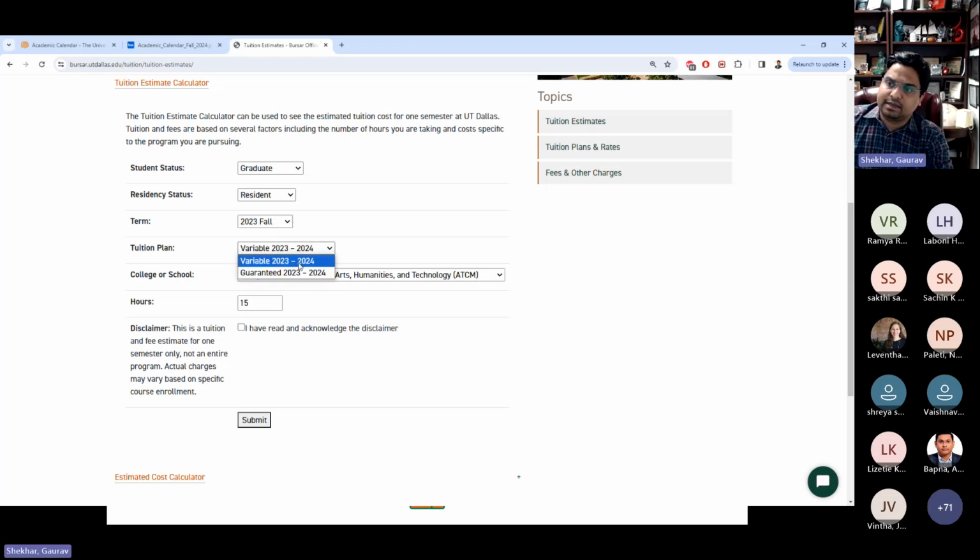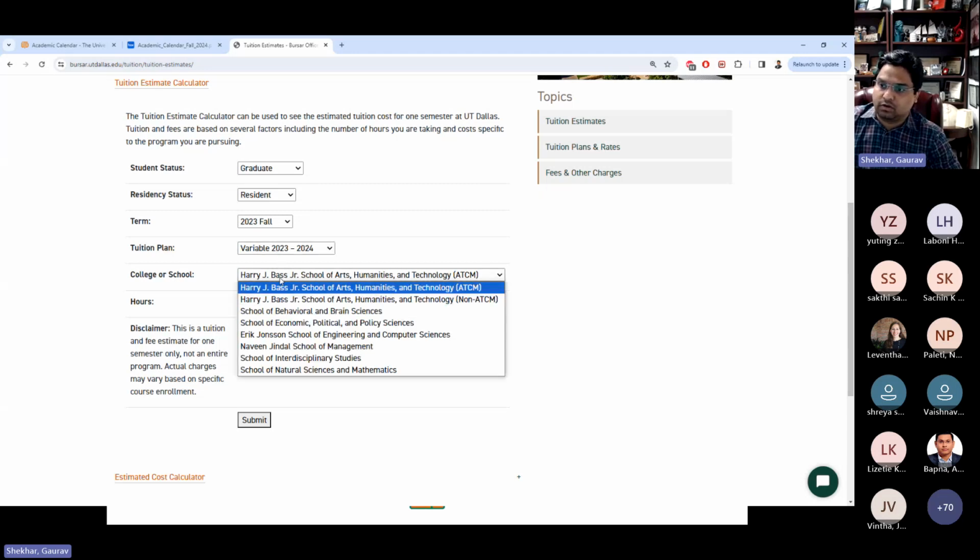Variable versus guaranteed: if you choose the guaranteed plan, your tuition will be frozen. It will not change, whereas every year the tuition is changed by about 2%. Variable, again, is flexible, but the rate for variable is lower than the guaranteed one. For students who are graduating in 1.5 to 2 years, I would recommend variable, but it's again your choice which one you want to go with.